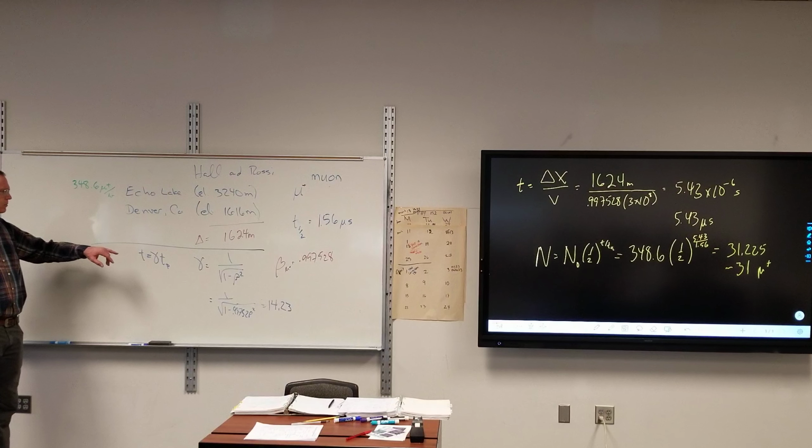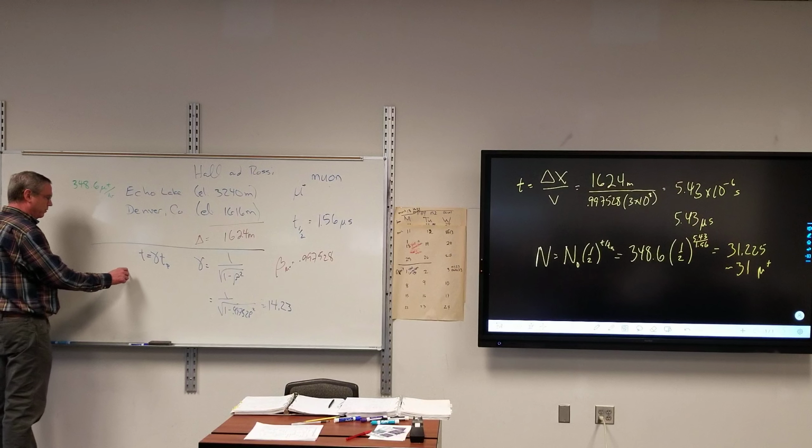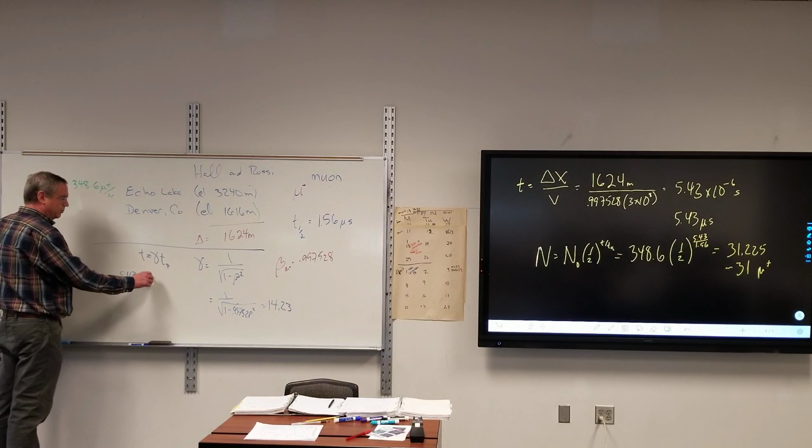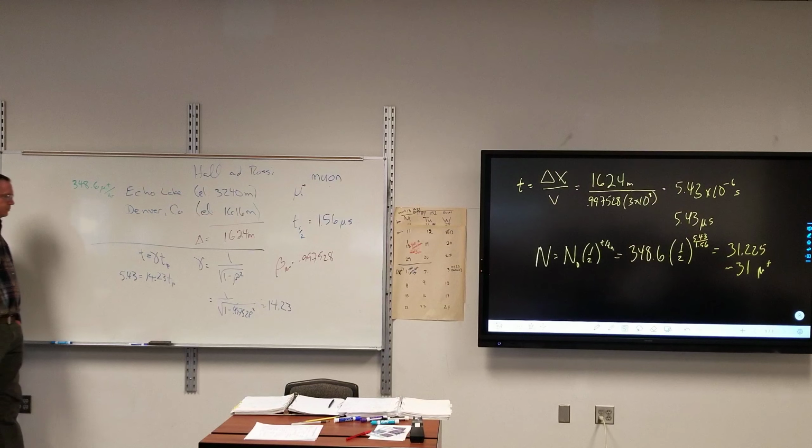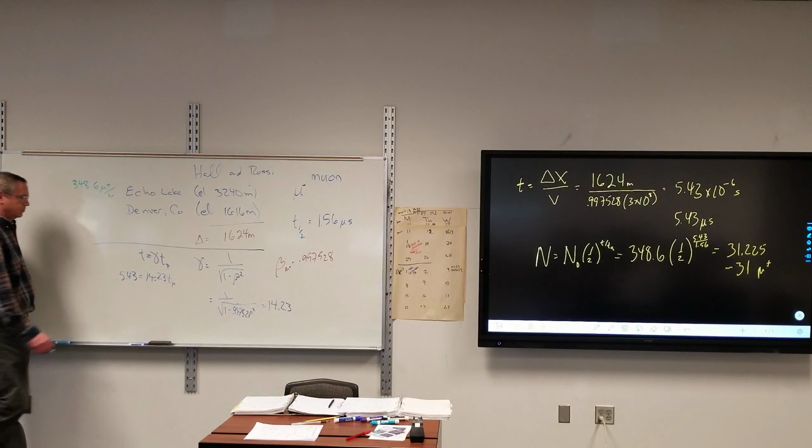Well, there's two ways of looking at this. Why don't we do it from the point of view of how much time passes from the muon's point of view? So we figured it would be 5.43 microseconds from the scientist's point of view. So 5.43 is equal to 14.23 times the proper time. So do the division, and you get 0.381, and that is microseconds.